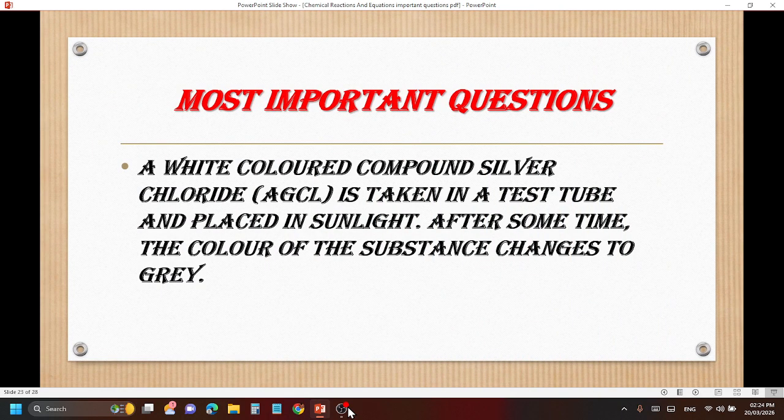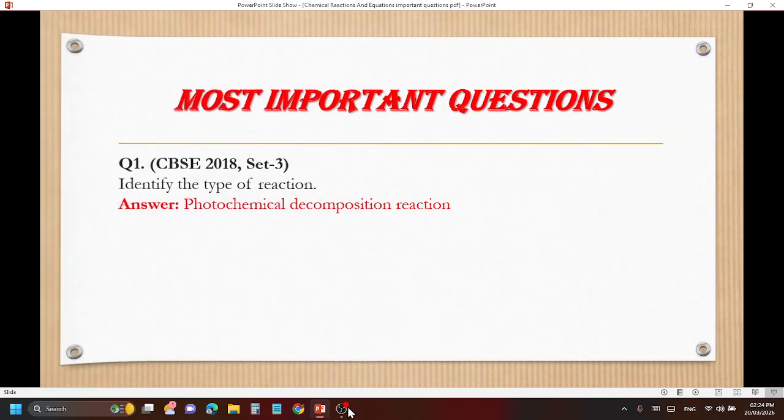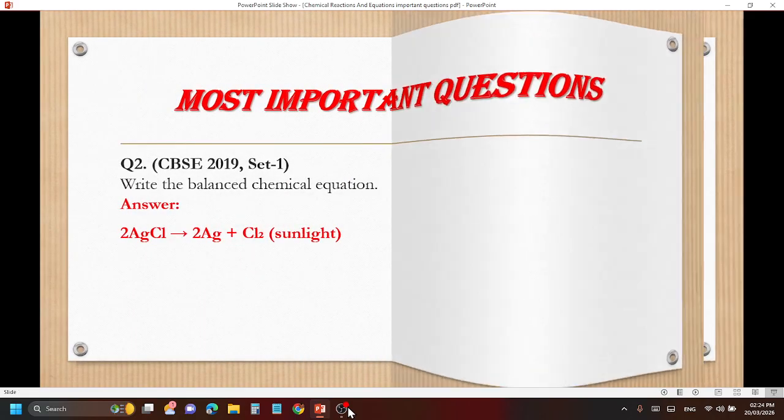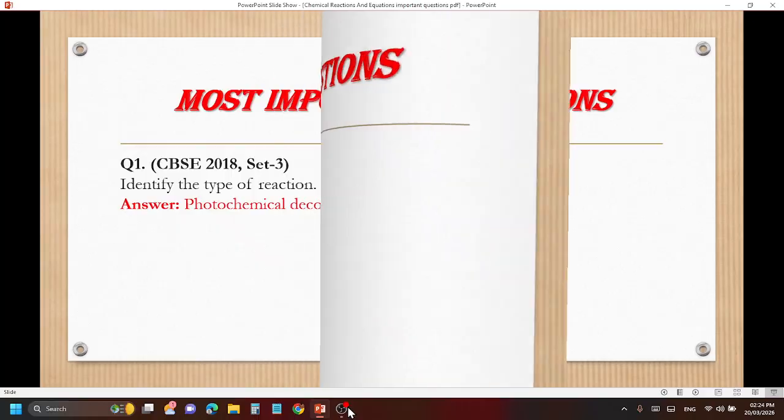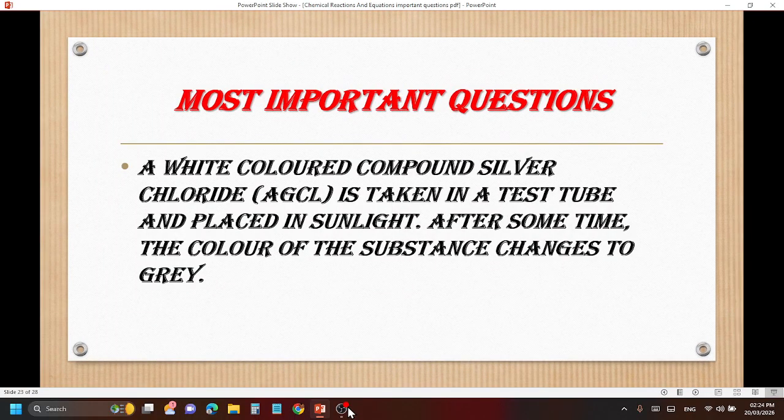Next question. A white colored compound, silver chloride AgCl, is taken in a test tube and placed in sunlight. After some time the color of the substance changes to grey. I said that this question particularly comes in board exam papers, and if you need proof, see CBSE 2018, CBSE 2019, CBSE 2020, CBSE sample paper and many more, only on this topic, decomposition reaction and specifically photochemical decomposition reaction. CBSE asks questions from it so much. So just remember again the same trick. Remember the equation. Which equation must be used? Photochemical decomposition reaction: 2AgCl gives rise to 2Ag + Cl2 in the presence of sunlight. That's the equation, and I bet that on that equation only the further questions will be asked.